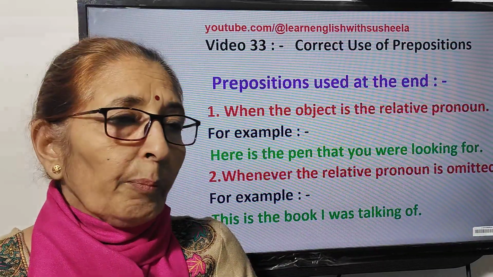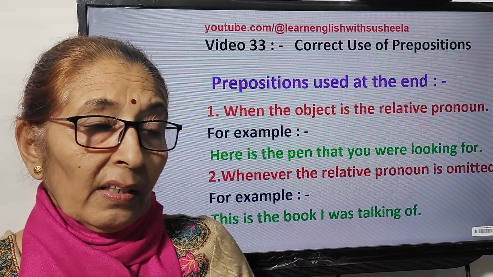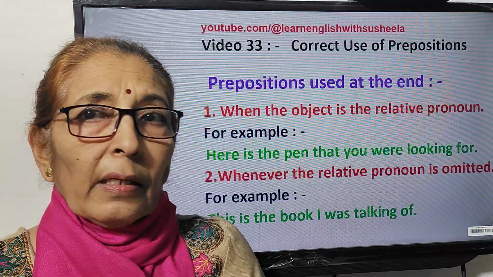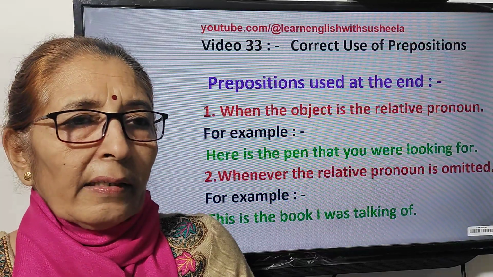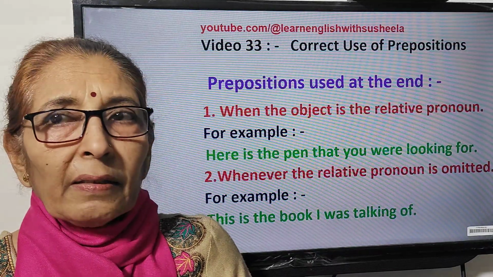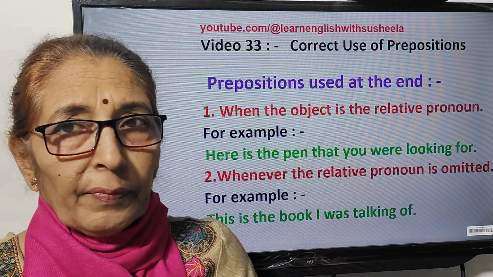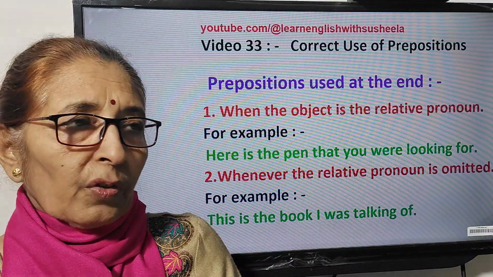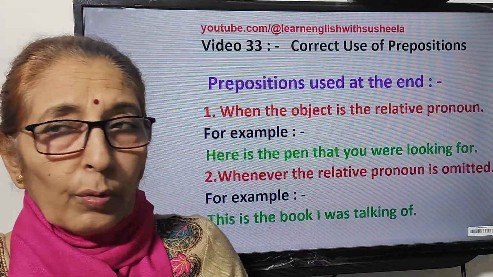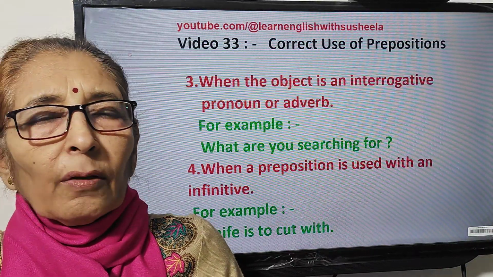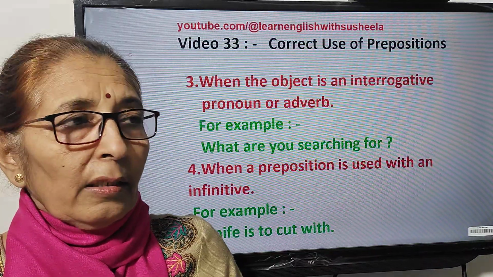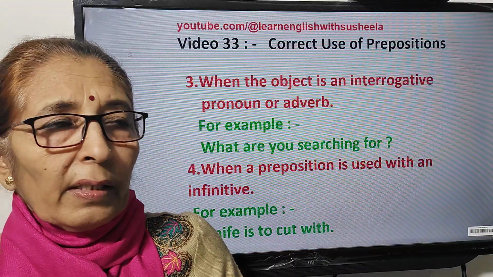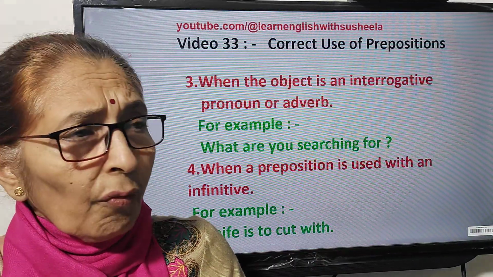Now, I'll be telling some prepositions which are used at the end. There are some conditions when they are used. First, when the object is the relative pronoun. Relative pronouns, all of you know: that, which, who, whom. Here is the pen that you were looking for. Next, whenever the relative pronoun is omitted, meaning it's not used. For example, this is the book I was talking of. Next, when the object is an interrogative pronoun or adverb, meaning a question is there. The example: what are you searching for?